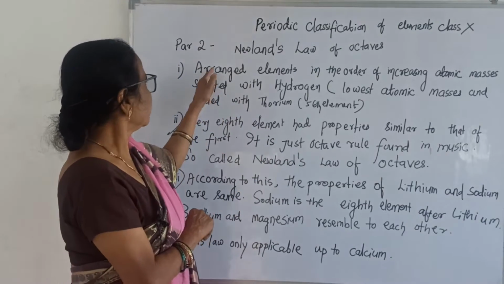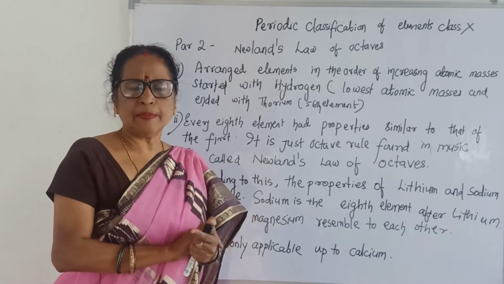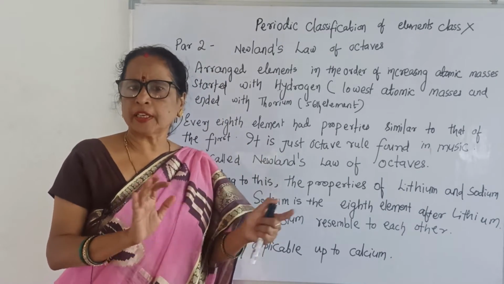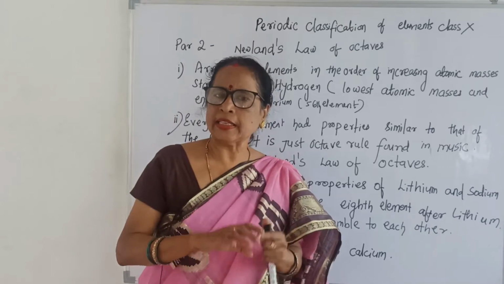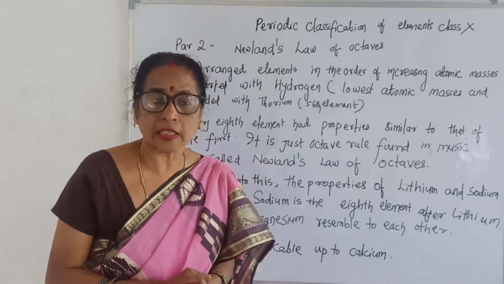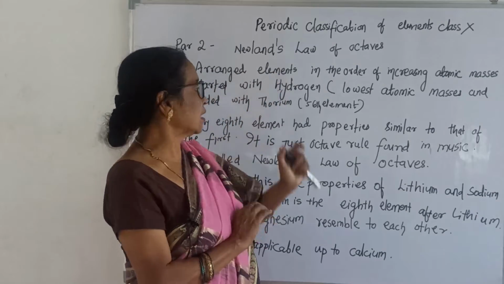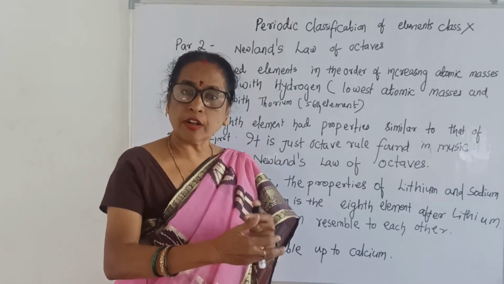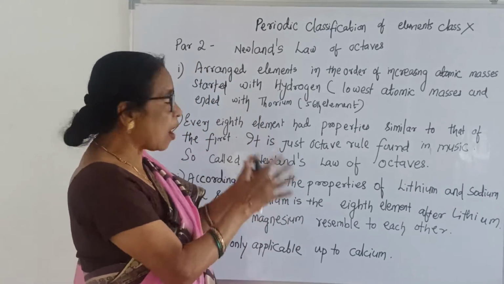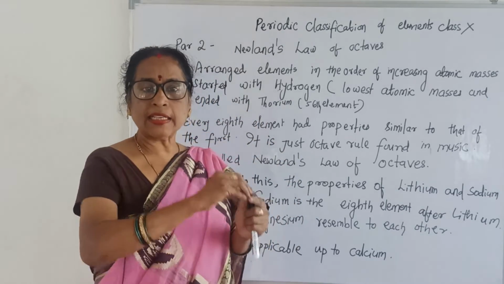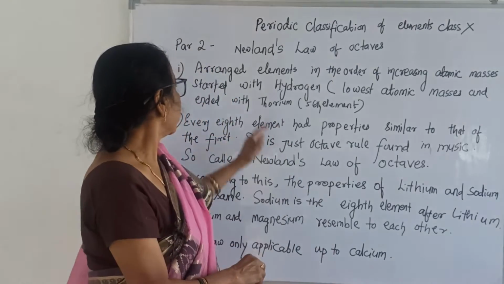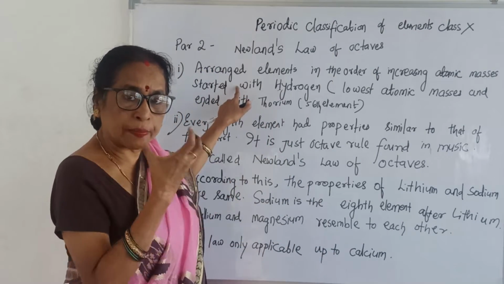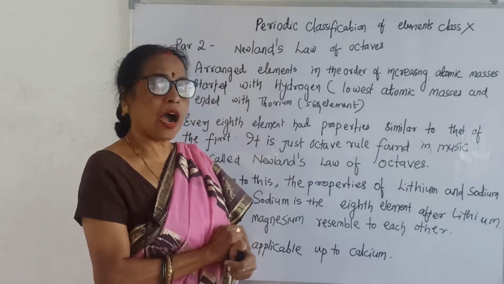Now here Newland arranged the elements because at that time atomic number had not yet been discovered. The elements were arranged only according to their atomic mass. And if atomic mass is arranged in increasing order, then what did he observe? Arranging the elements in increasing order of atomic mass, he found that it started with hydrogen.